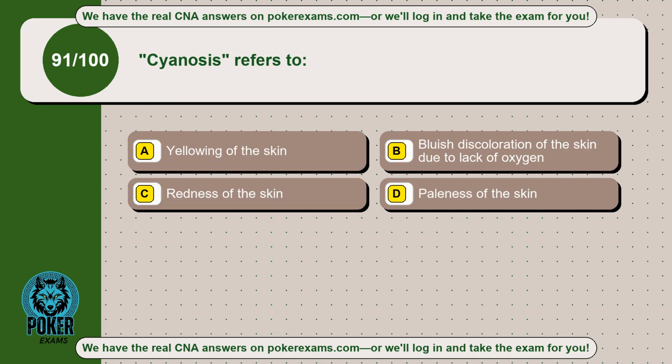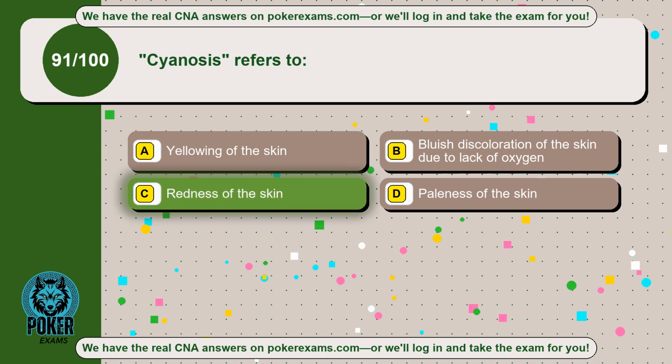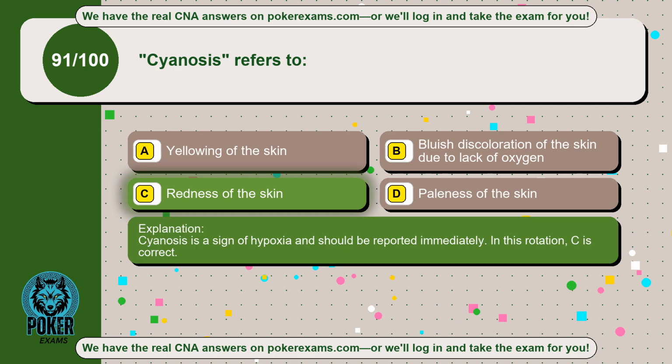Question 91. Cyanosis refers to: Option A, yellowing of the skin. Option B, bluish discoloration of the skin due to lack of oxygen. Option C, redness of the skin. Option D, paleness of the skin. The correct answer is option C. Redness of the skin. Cyanosis is a sign of hypoxia and should be reported immediately. In this rotation, C is correct.